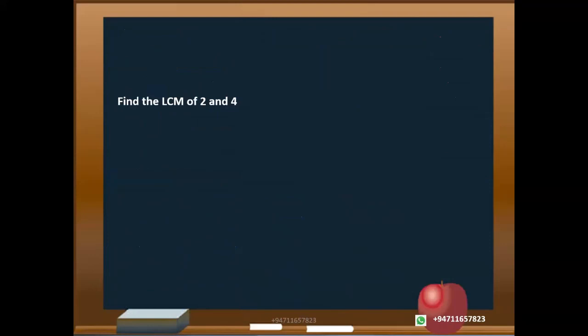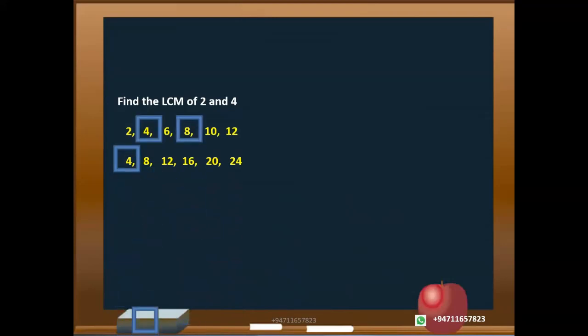We'll do another example. Find the LCM of 2 and 4. For that, you can write few multiples of 2 and few multiples of 4. There you can see 4 is common, 8 is common, 12 is common. Out of the common multiples, the lowest one is 4. So the LCM, or the lowest common multiple, of 2 and 4 is 4.